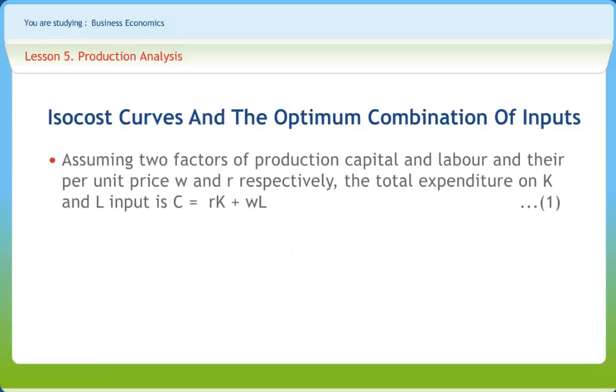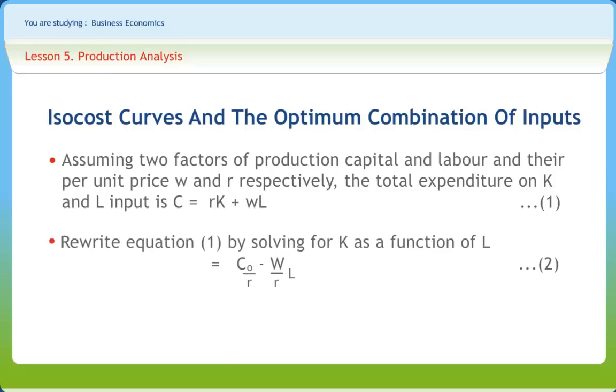Assuming two factors of production, capital and labor, and their per unit prices, R and W, respectively, the total expenditure on K and L inputs is C equals RK plus WL. For any given cost, the isocost line defines all combinations of capital and labor inputs that can be purchased for C. If R increases, then the slope of the isocost line will decrease, and it will move towards the origin on the vertical axis. It means now, with a given budget, at a higher rate of capital, the firm can purchase less capital.